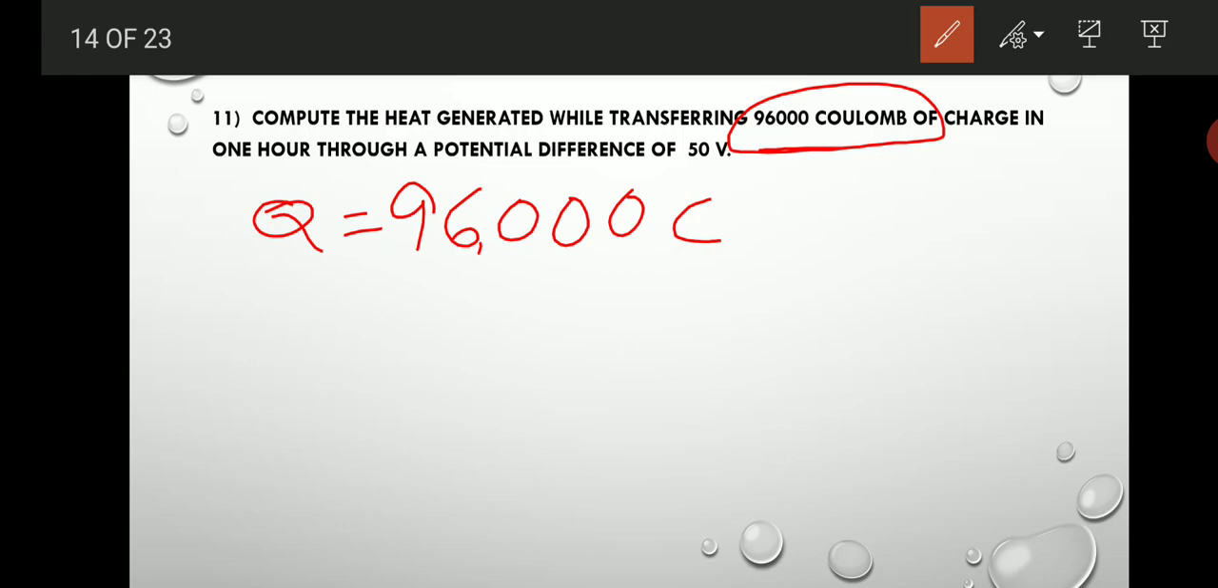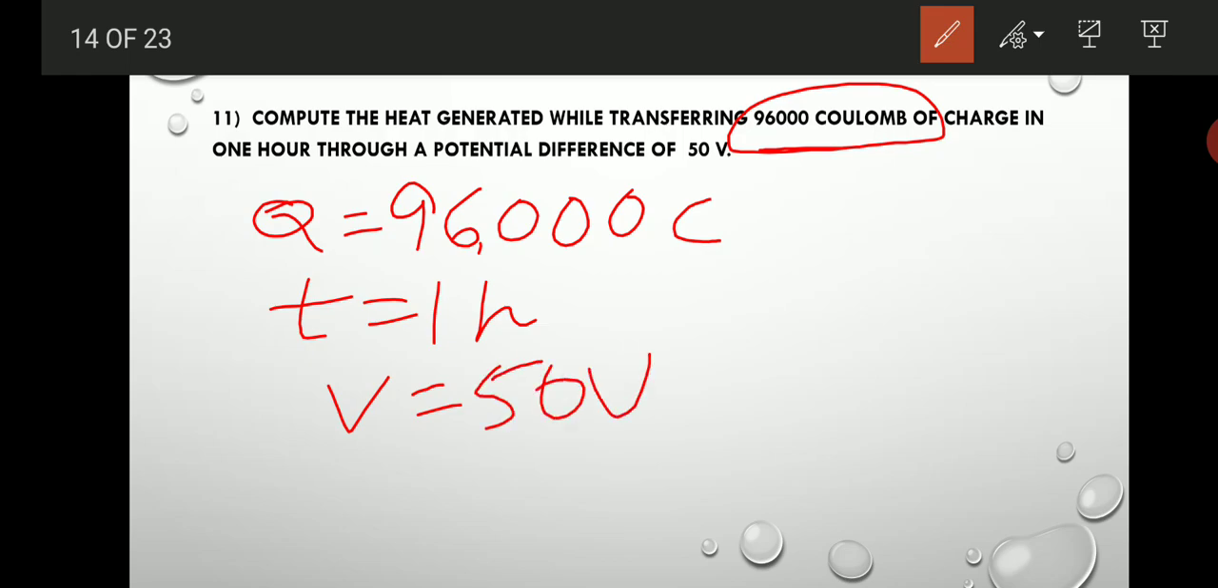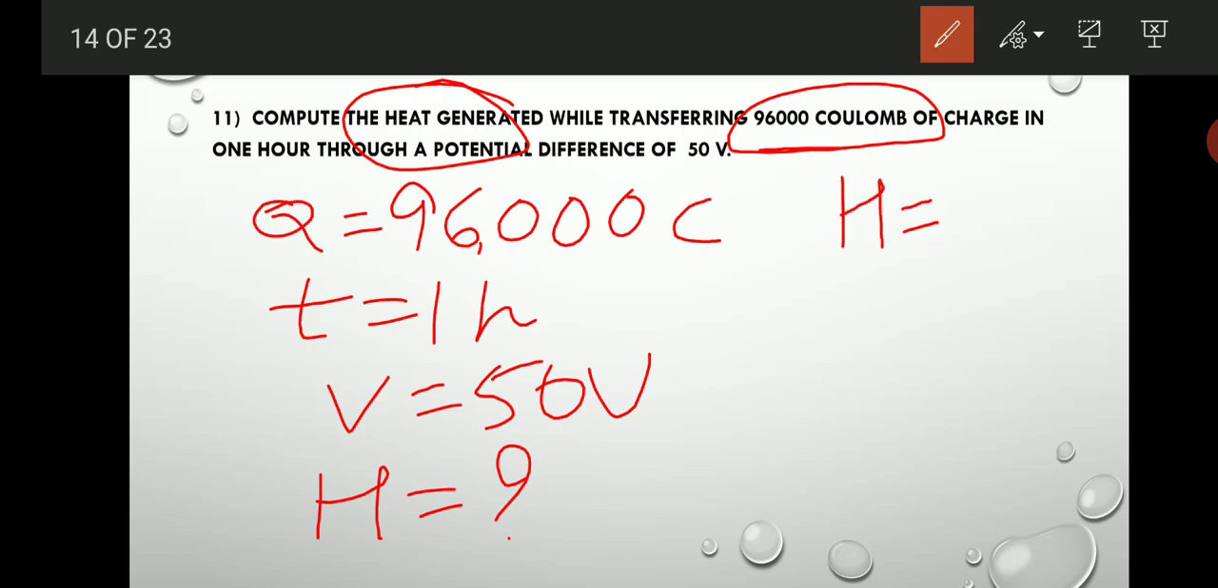See, that is the unit. In 1 hour, time is given, that is 1 hour. A potential difference of 50 volt. V is 50 volt. So what do you need to find? Heat generated. H you must find. Okay, so what is the formula? H is equal to, by Joule's law of heating, H is equal to I square R T.